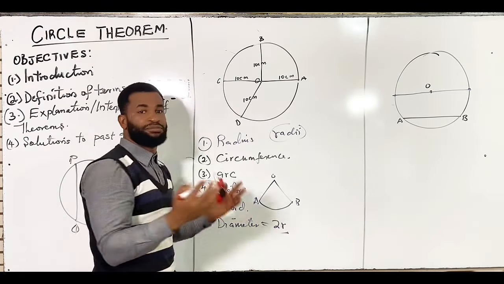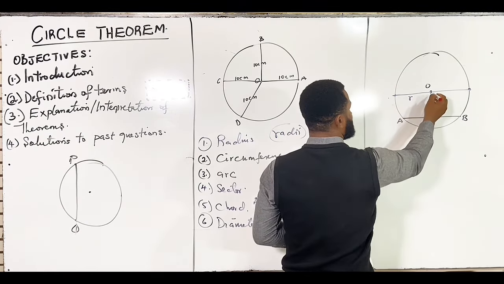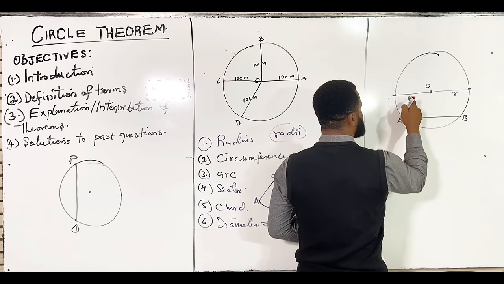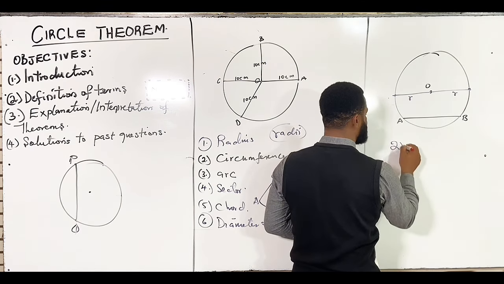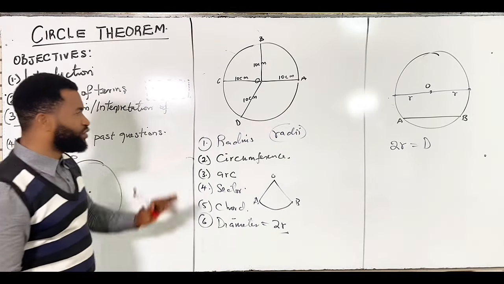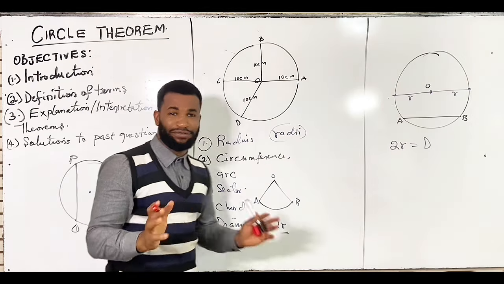2r, that's the radius plus the radius. Because from the center of the circle to the circumference is a radius, and from this center to this circumference is also a radius. So radius plus radius is 2 radius, which is equal to the diameter. Alright? So that is that. Let's keep going. I am sure I'm not going to forget anyone.